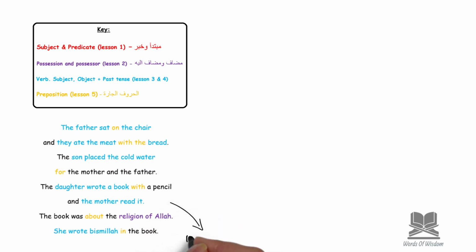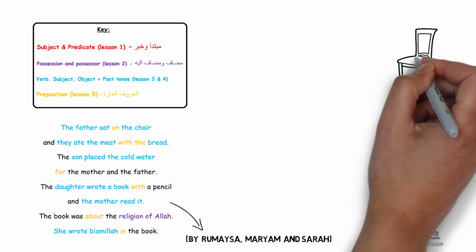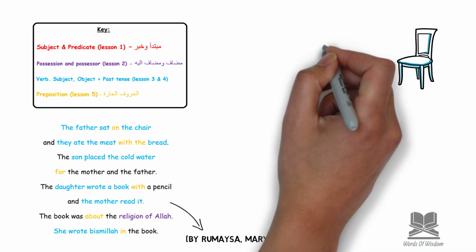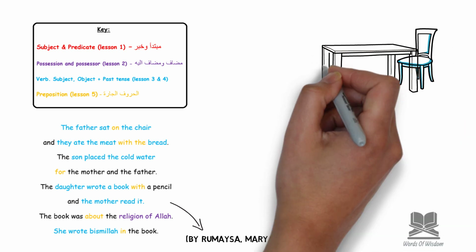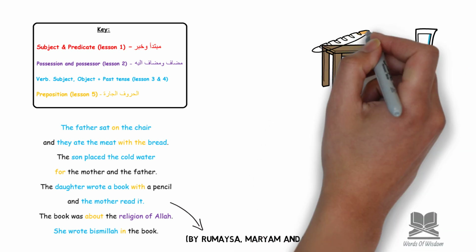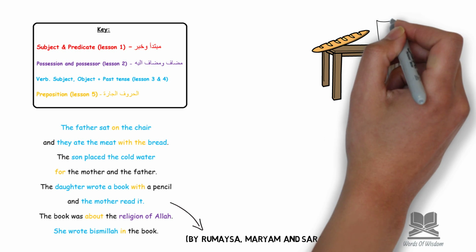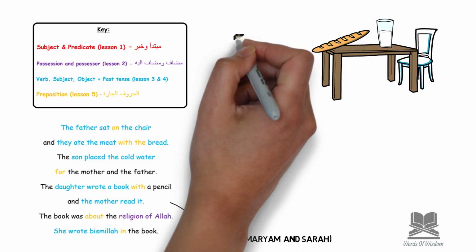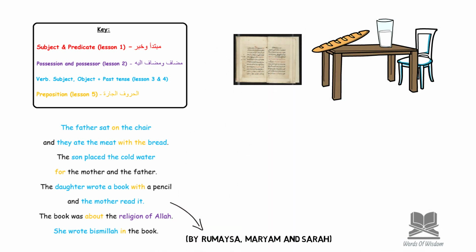This next section was put together by a few friends, Rumaysa, Maryam, and Sarah. The passage reads, the father sat on the chair and they ate meat with the bread. The son placed the cold water for the mother and the father. The daughter wrote a book with a pencil and the mother read it. The book was about the religion of Allah. She wrote Bismillah in the book.